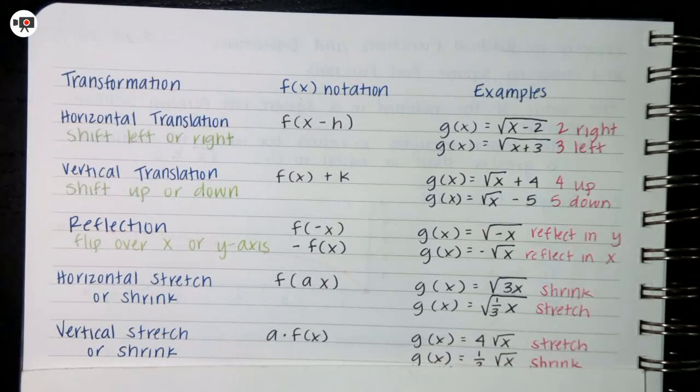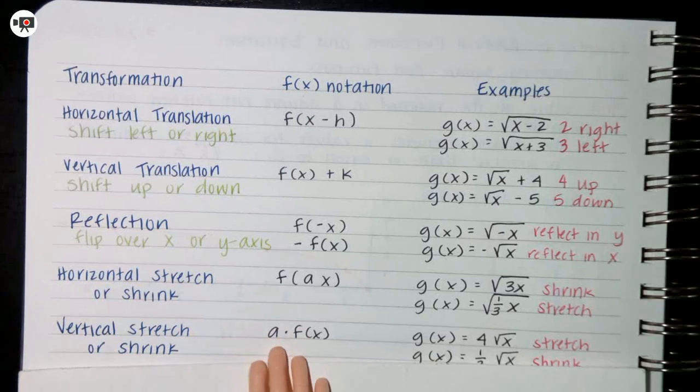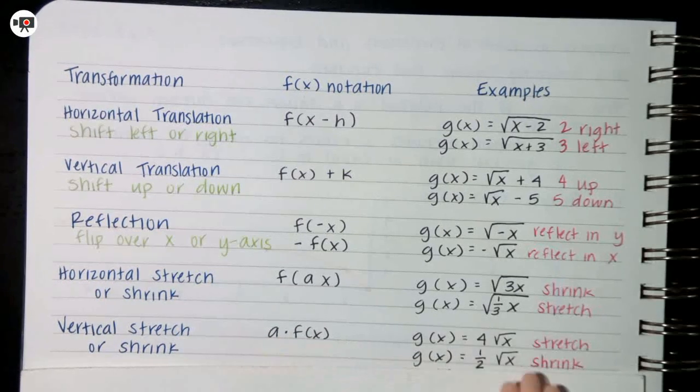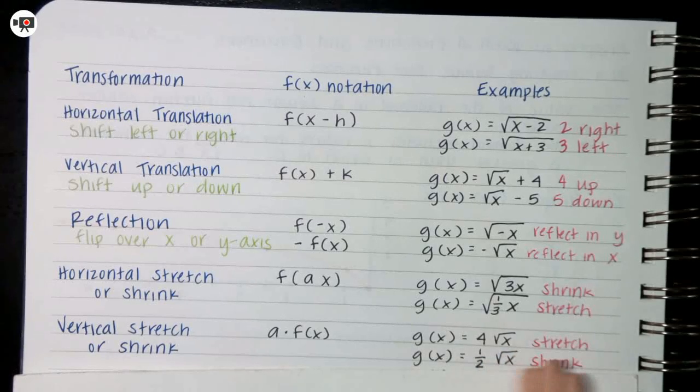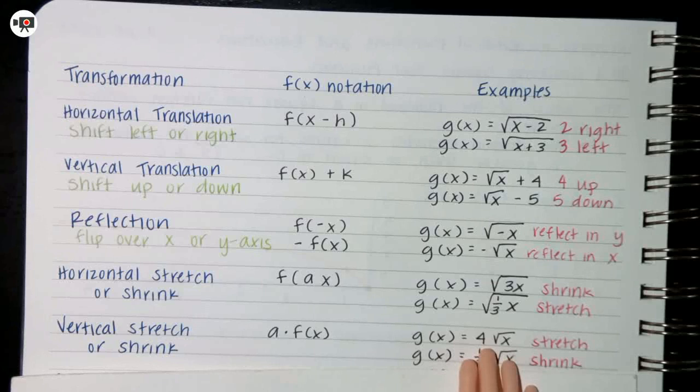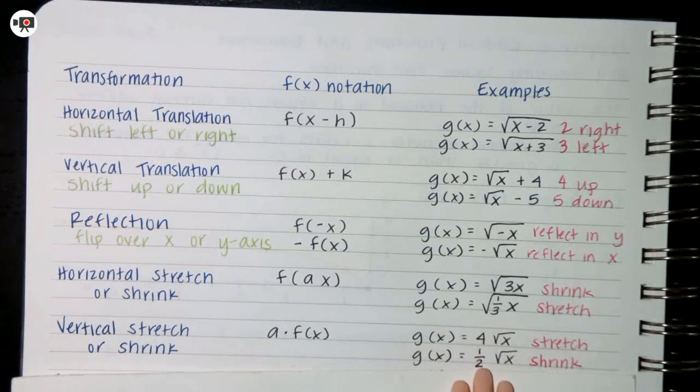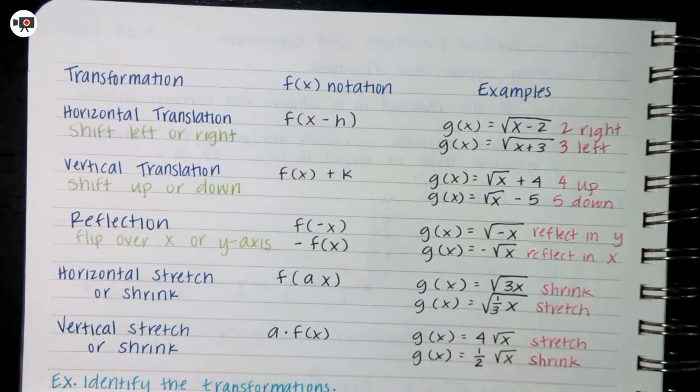For a vertical stretch or shrink, the number is multiplied on the outside. So this is 4 times the square root of x, or 1/2 times the square root of x. And the numbers 1 or larger will make it stretch. Anything less than 1 will make it shrink.